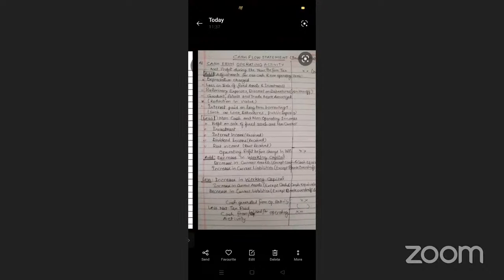And the difference is called operating profit before change in working capital. Before changing working capital, whatever profit we have is called operating profit before change in working capital. To that we are adding the decrease in working capital. What is decrease in working capital? If you remember your funds flow statement, there we prepared a statement showing changes in working capital. Here we write it in the form of a statement within the same statement.